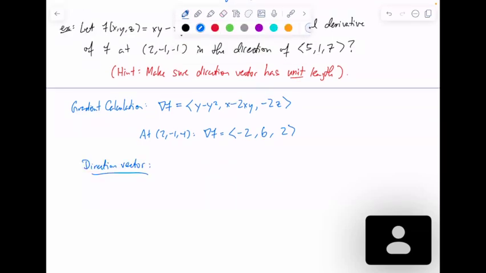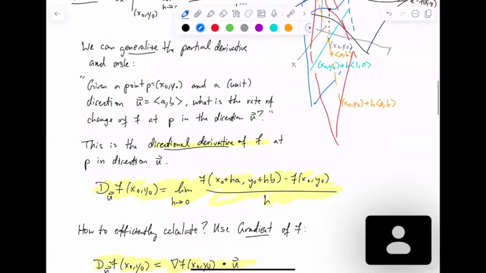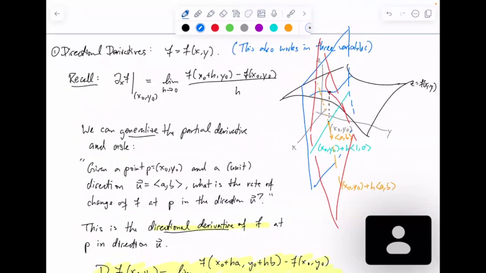So you need to make this unit. All right, so what's the reason for making this unit length? It's sort of like standardizing your ruler, if you would like. It's just like how, when we're taking the usual partial derivative in x, you want to increment by units of x, so there's nothing in front of the factor of h here.